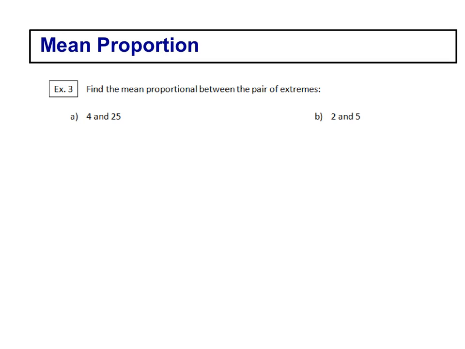All right, example 3, find the mean proportional between the pair of extremes. So, what they're giving us are the extremes right here. And remember, the proportional that we set up with means and extremes is you have your extreme over your mean is equal to the mean over the extreme. So they just gave us these two extremes.